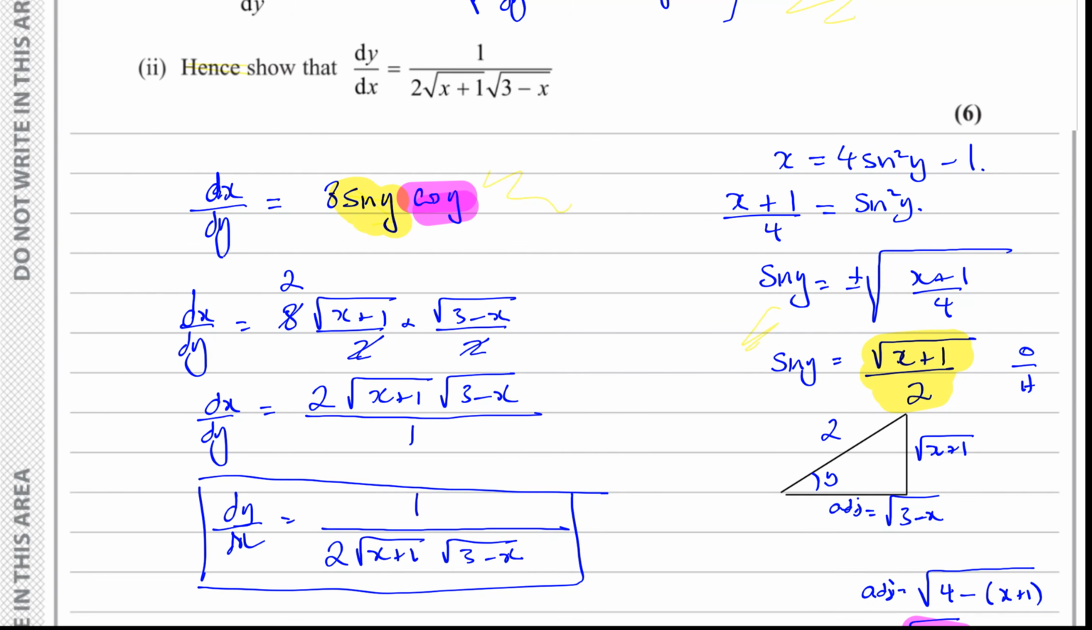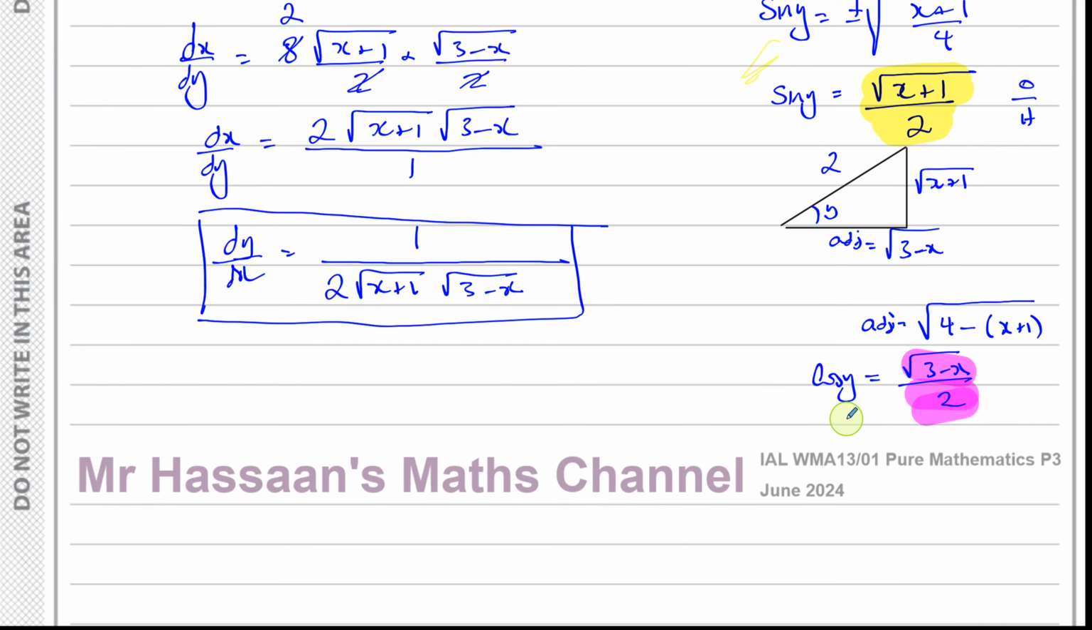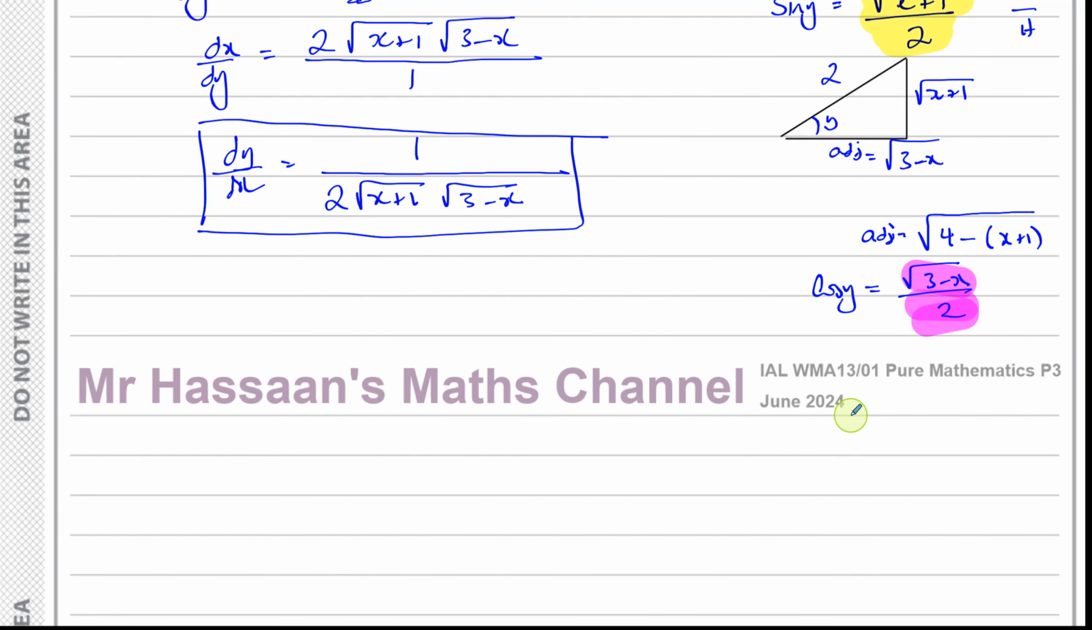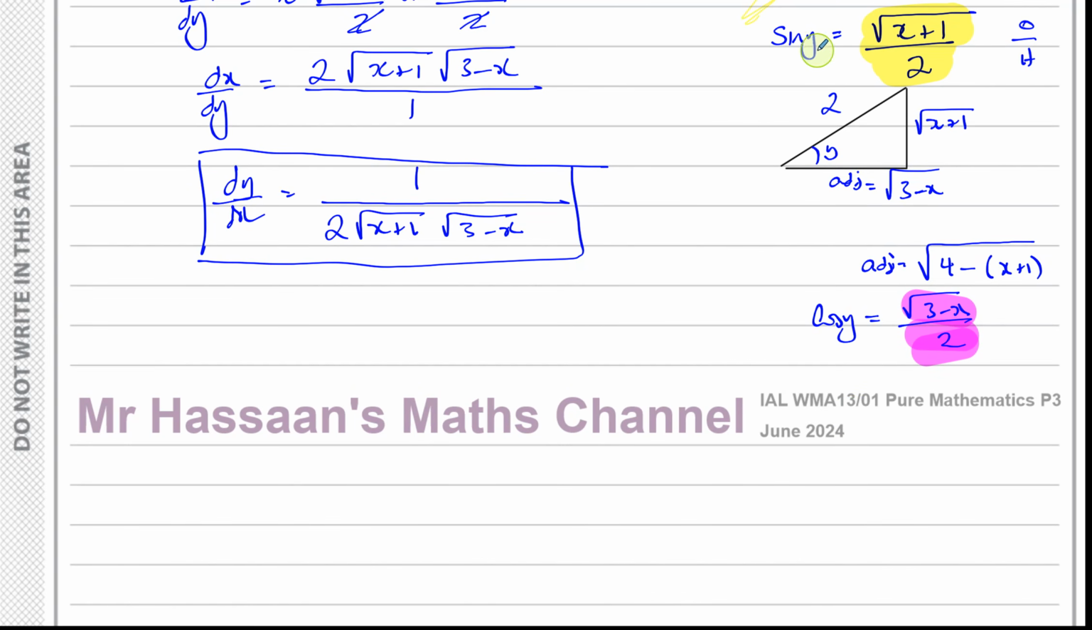As I said, I would also show you a different way of dealing with this. We could have used identities here. I know sine y equals the root of (x plus 1) over 2, and I also know that sine squared y plus cosine squared y is equal to 1. So cosine squared y is 1 minus sine squared y, which is 1 minus, and if you square this, you get (x plus 1) over 4.